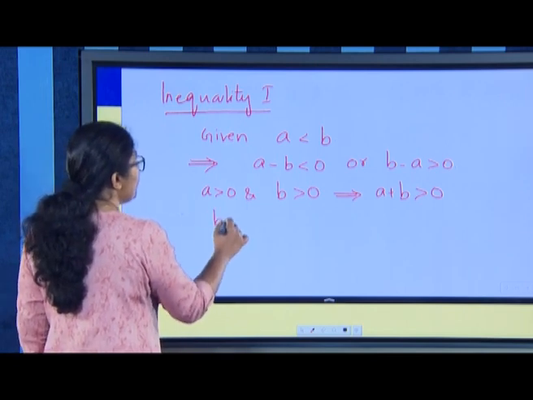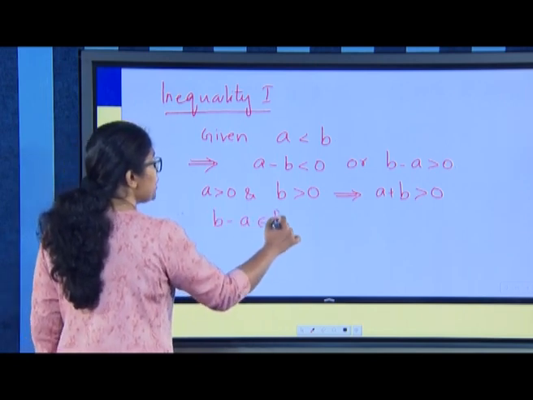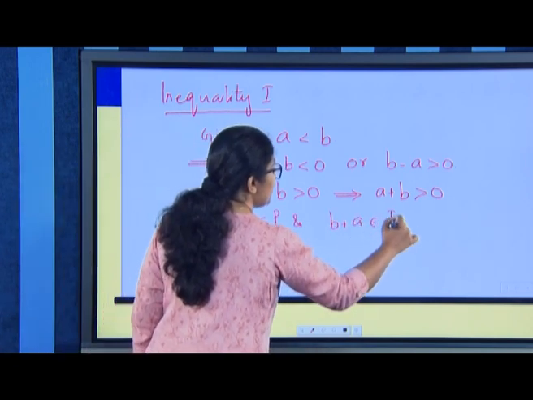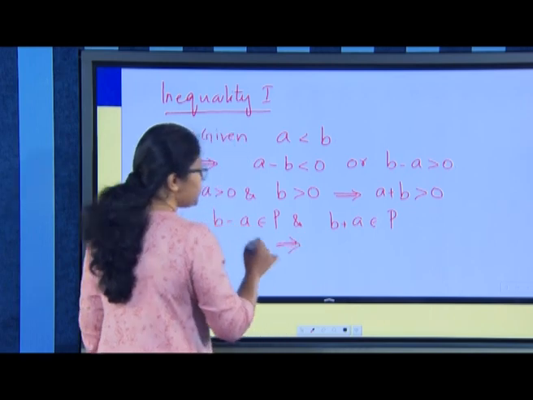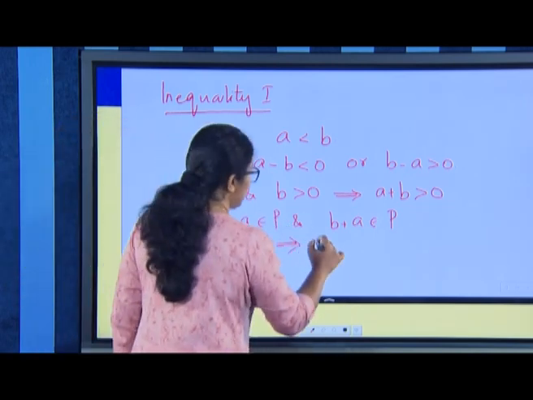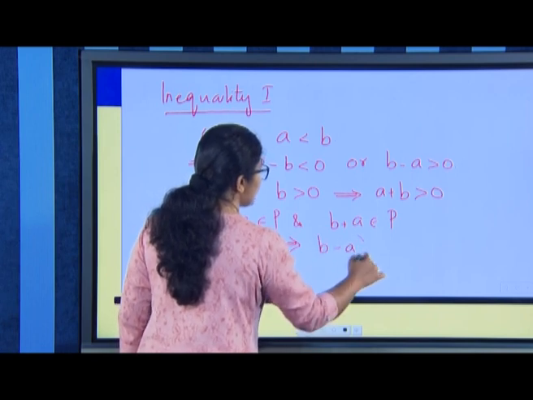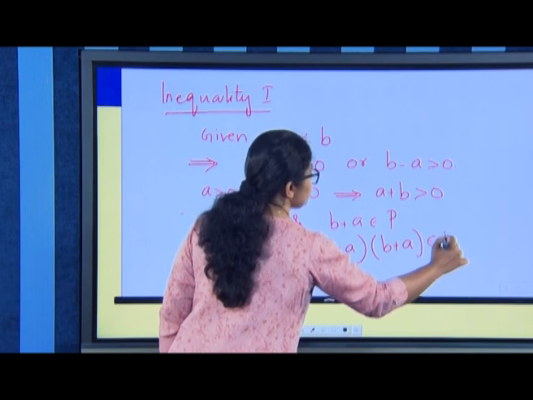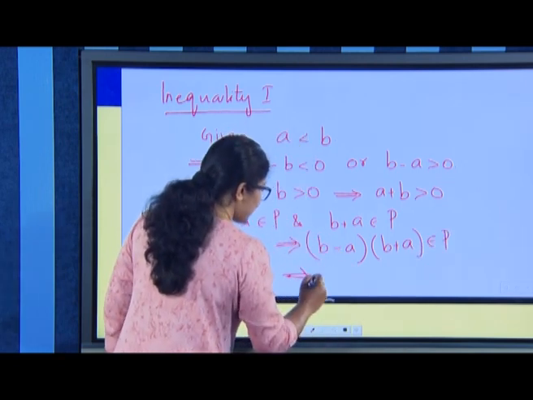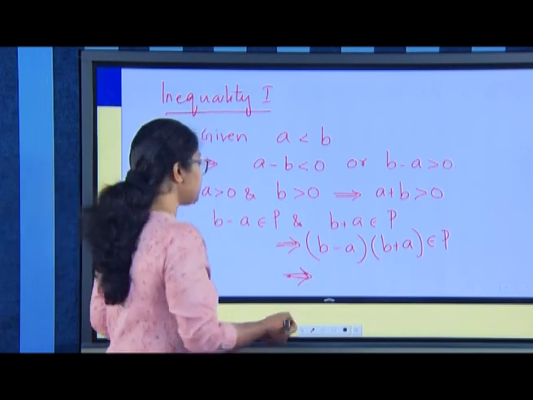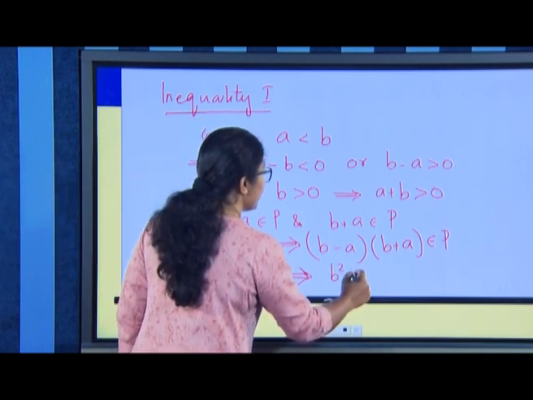Therefore, B minus A belongs to P and B plus A belongs to P indicates that the product of these two also belongs to P by the definition of P. So, B minus A into B plus A belongs to P. And what does this indicate? The product of B minus A and B plus A is nothing but B square minus A square.